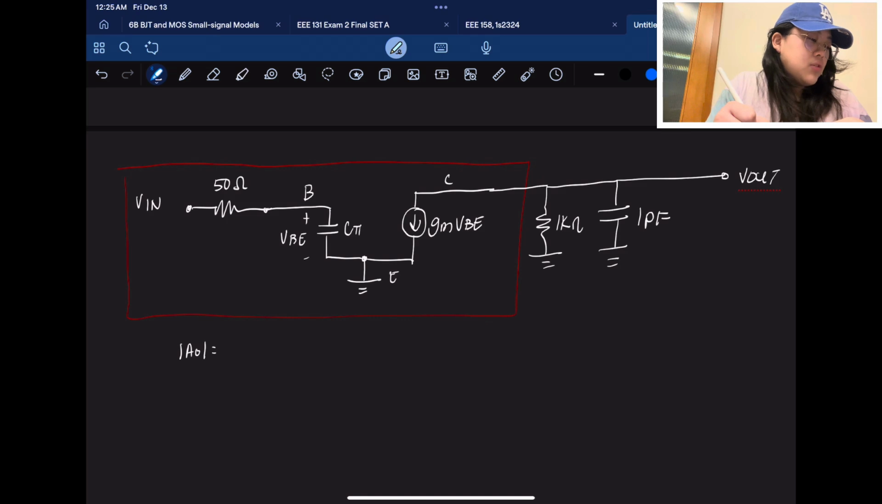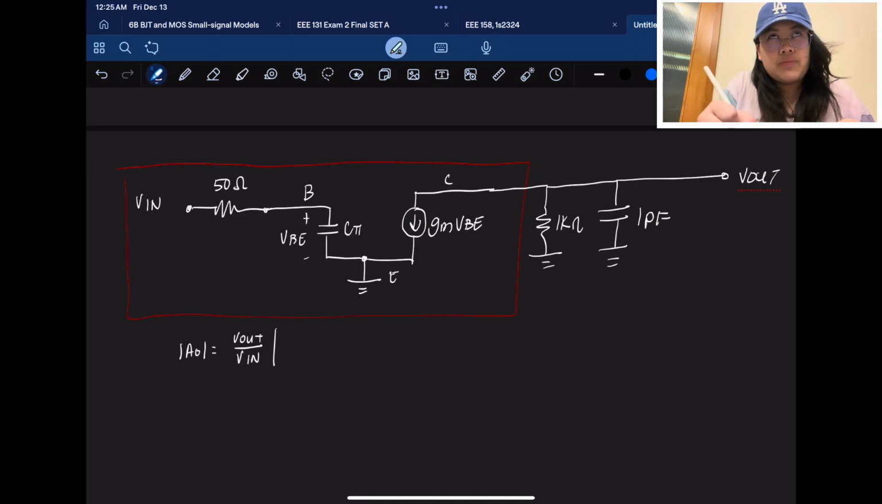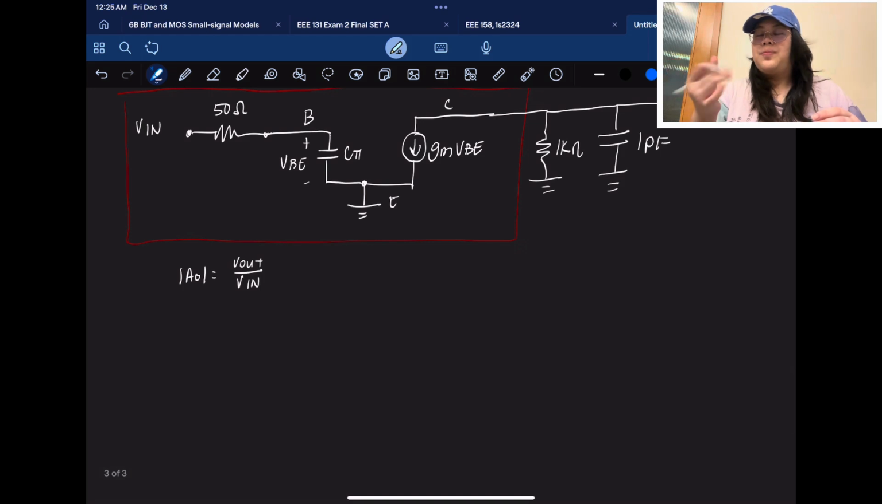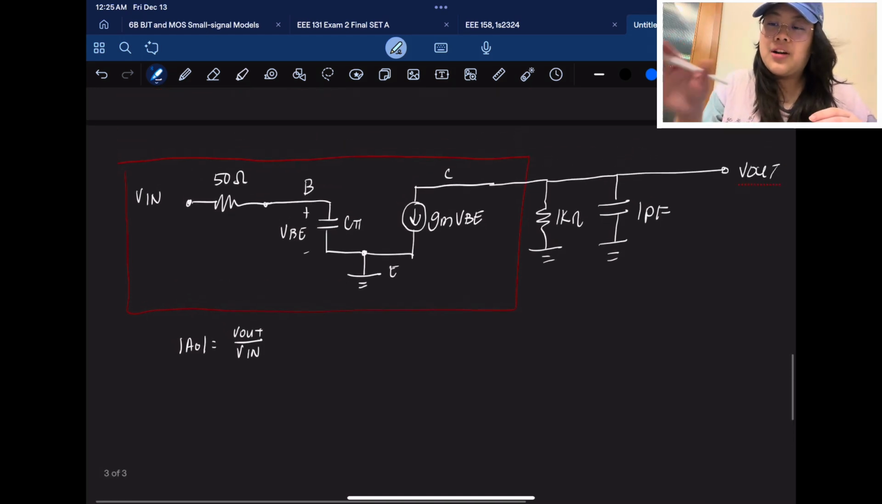V out over V in. Specifically, V out over V in. Okay, it doesn't say anything, but usually there's a condition, like I out equals 0. But Ma'am Tess didn't mention that, so V out over V in will do. And then we want to set up our equations.